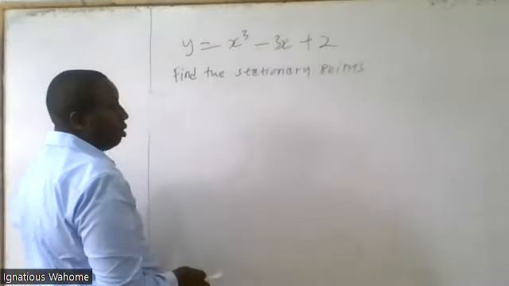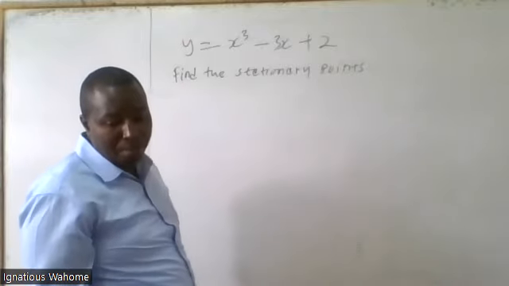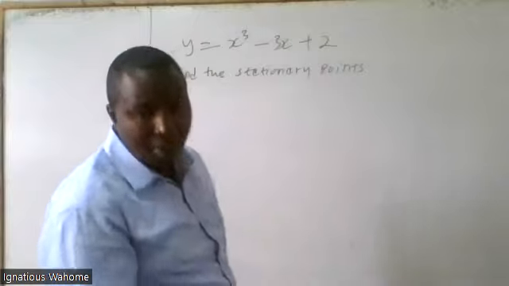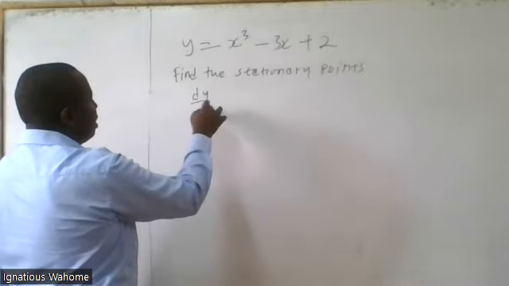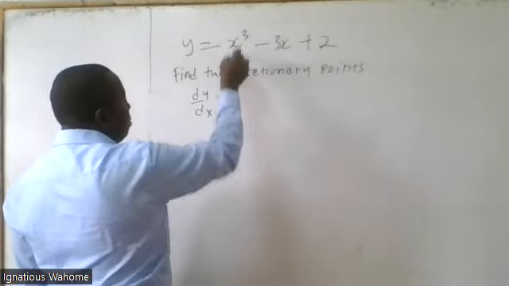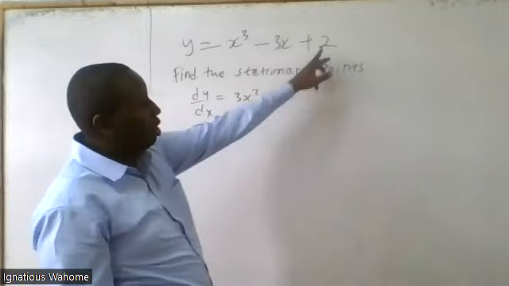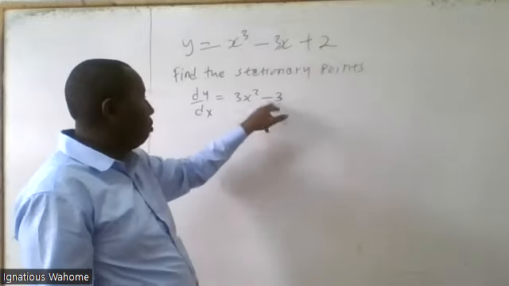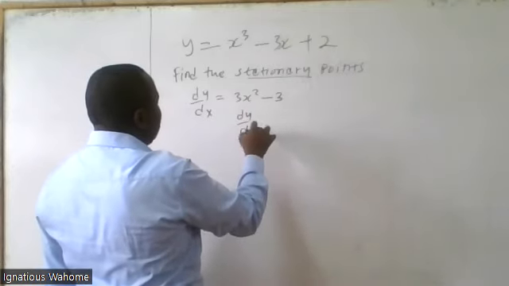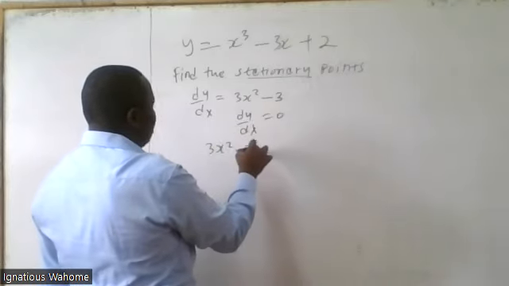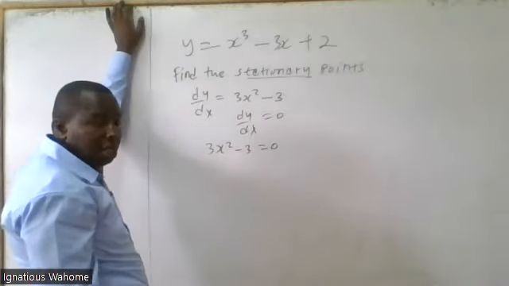Now you are given the function y equals x cubed minus 3x plus 2, and you find the stationary points. You are supposed to find dy/dx of this function. It becomes 3x squared minus 3. So at a stationary point, dy/dx is always equal to 0. So take 3x squared minus 3 equals 0.